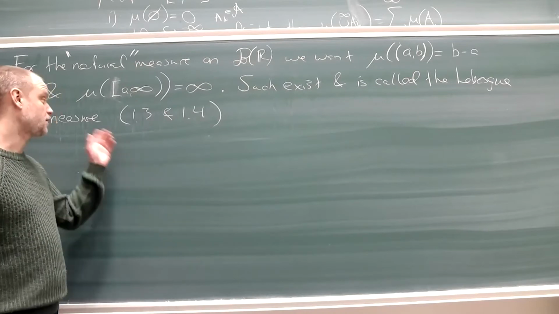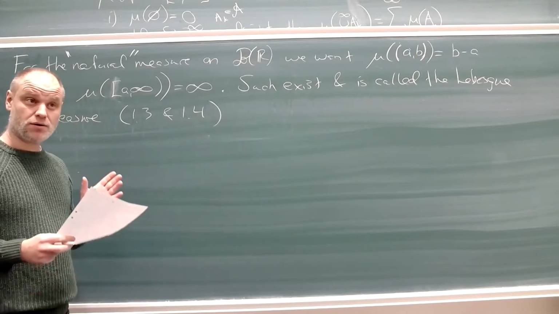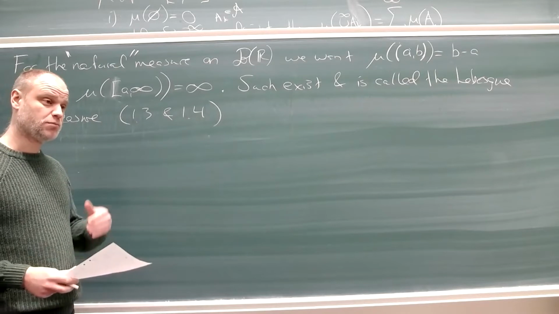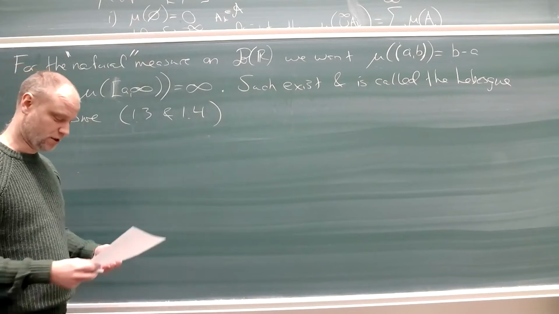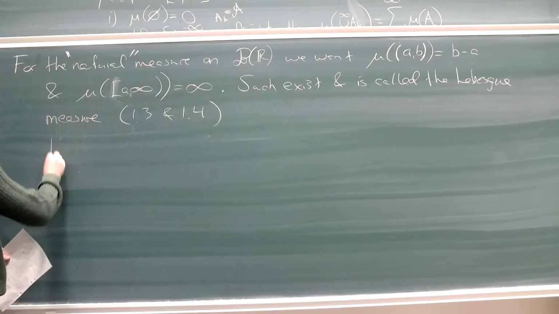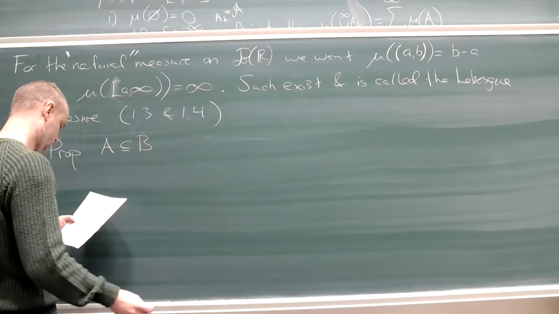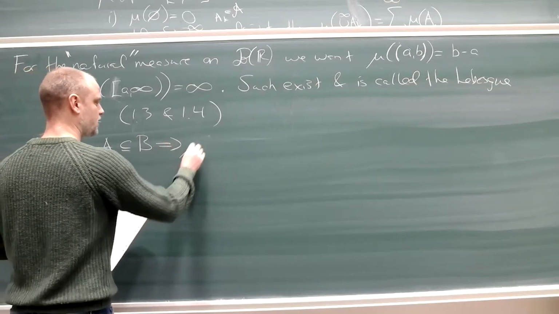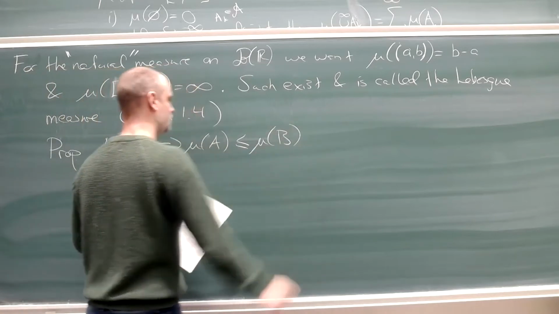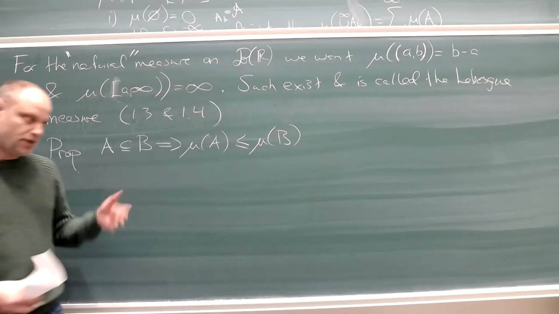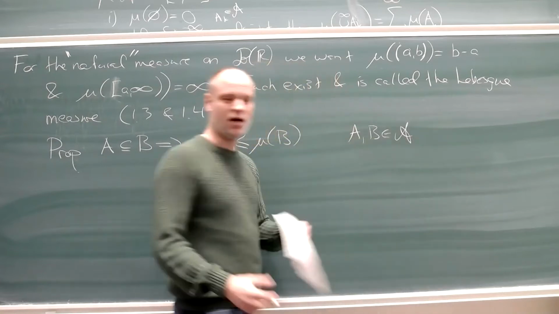So this is introduced in chapter 1.3 and 1.4 because we have to get through some technicalities first. So to end this lecture, we're just going to establish some properties that measures have, consequences of our very simple definition up here. So proposition: if A is a subset of B, it follows that mu of A is smaller than mu of B, where, of course, A and B are in some sigma algebra on some set X.